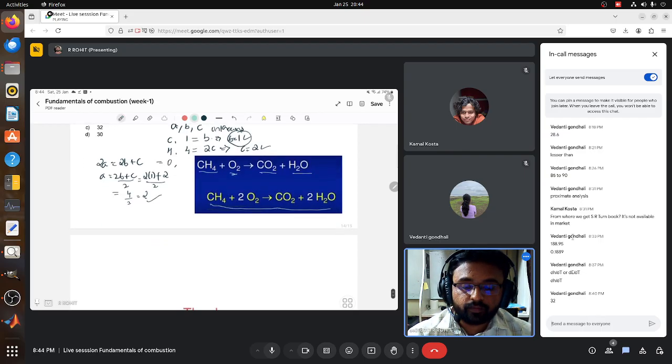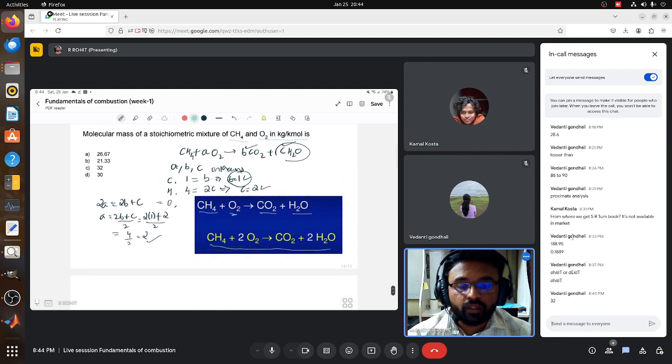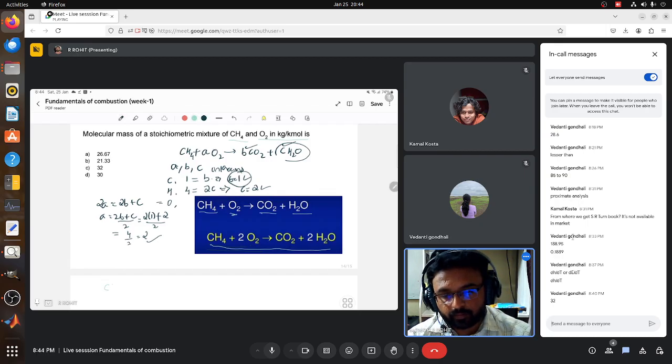Now they are asking you to find the molecular mass of the stoichiometric mixture of methane and oxygen. So what is the molecular mass of methane? Carbon is 12 plus hydrogen 1, and we have 4 of them. So this is your 16 kilogram per kilomole.